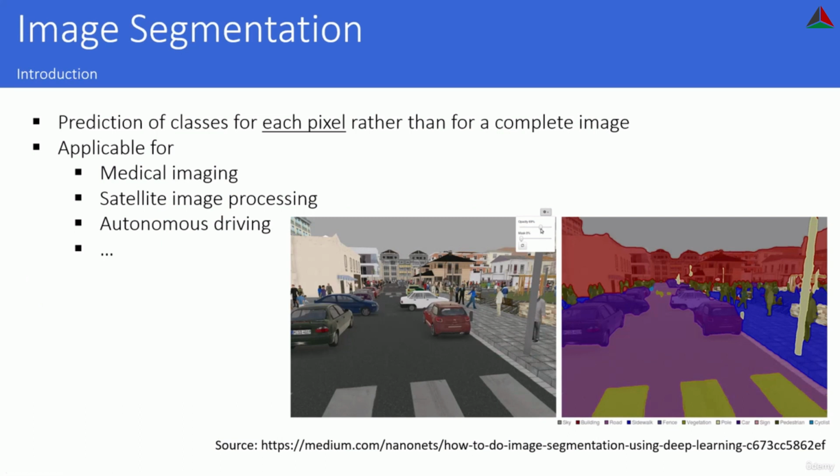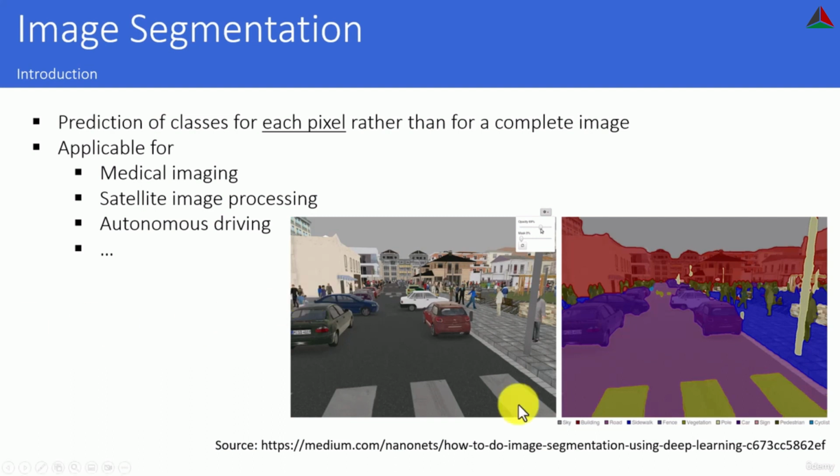So now we want to go one step further, because the next level of complexity is to not just create bounding boxes, but to actually predict individual pixels on an image. So this is what image segmentation is about. You get predictions of classes for each pixel, rather than for a complete image or just for a certain region of an image. And this kind of technique, besides that it's super cool, is really having some business impact. So we can use it for many different fields. For example, for medical imaging, for satellite image processing, or for autonomous driving.